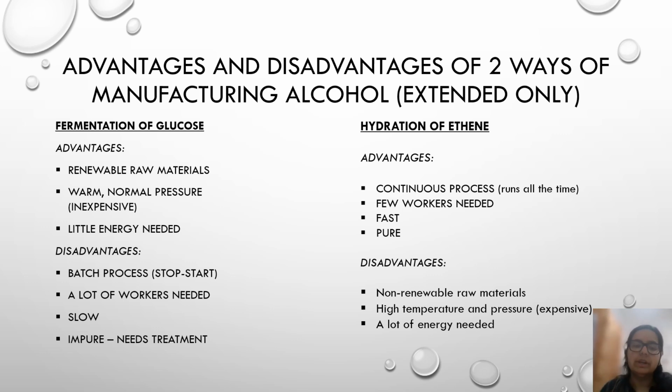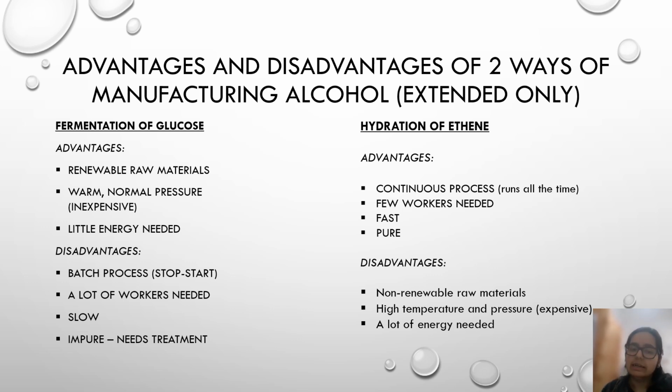So for the fermentation of glucose, the advantages are the renewable raw materials, as glucose is renewable. It's not running out. And then we don't need a very high temperature or a very high pressure for the fermentation of glucose, so it is not that expensive, and a very small amount of energy is required for the reaction.